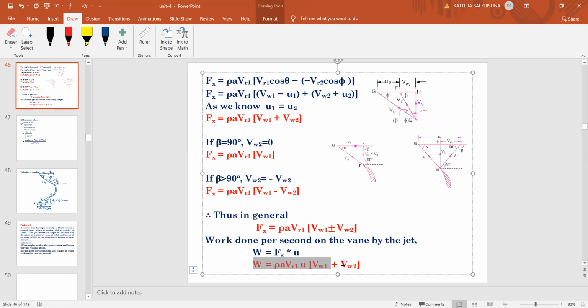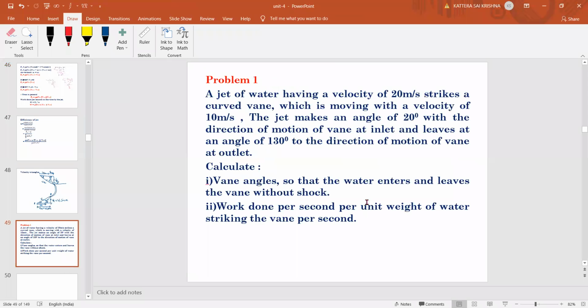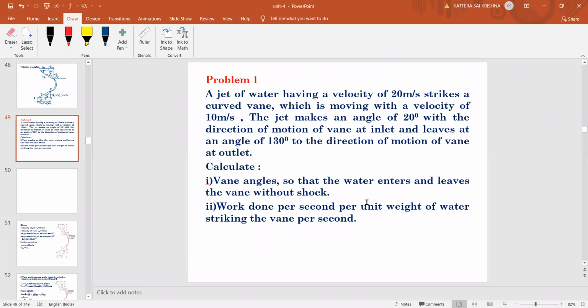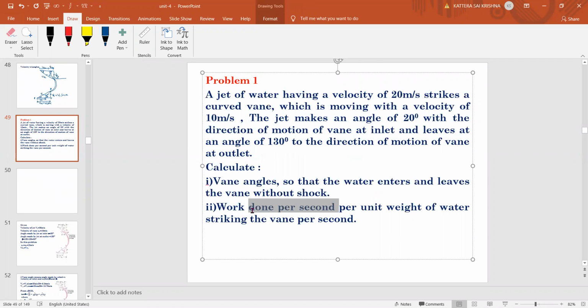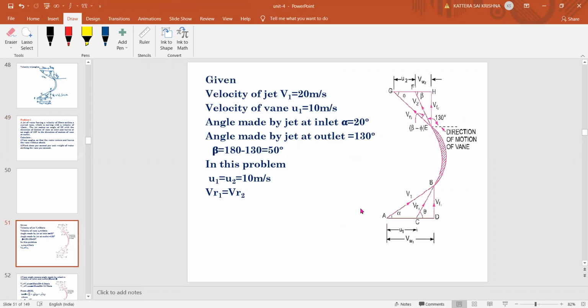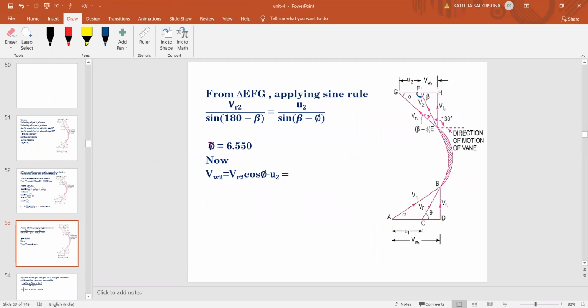This is the work done formula. Work done per second on the vane is W equal to rho A VR1 into U into (VW1 plus or minus VW2), depending on the angle position. Here beta is less than 90, so you'll get the plus value. Remember that. So we need to use that formula for finding the work done per second. But here he is asking for work done per second per unit weight of water striking the vane per second. He's not asking just work done per second. Up to here, I think it is clear.